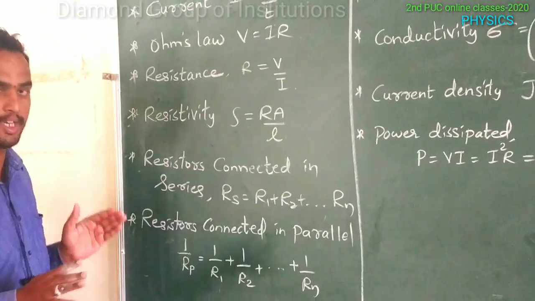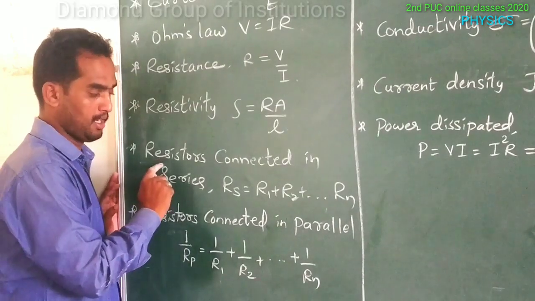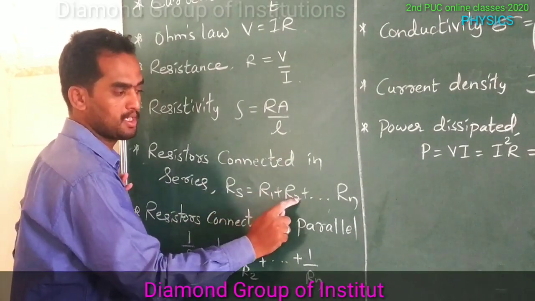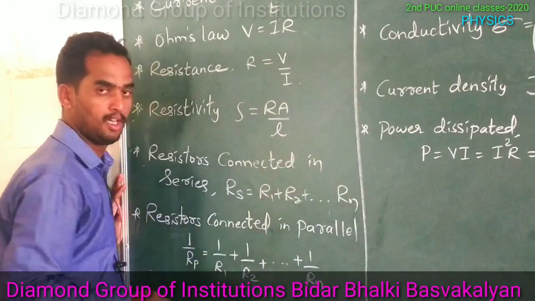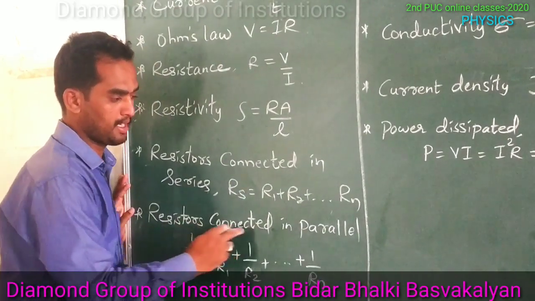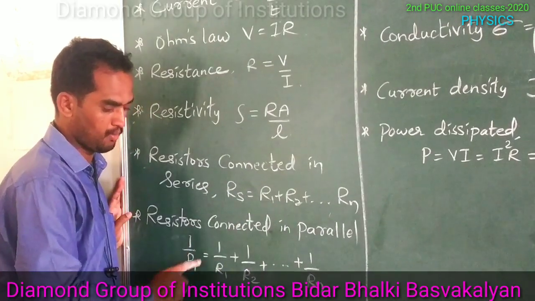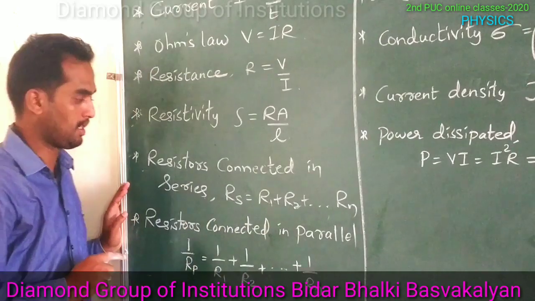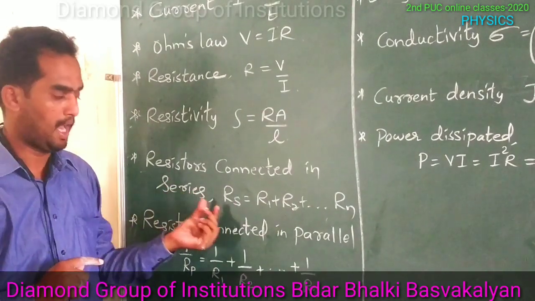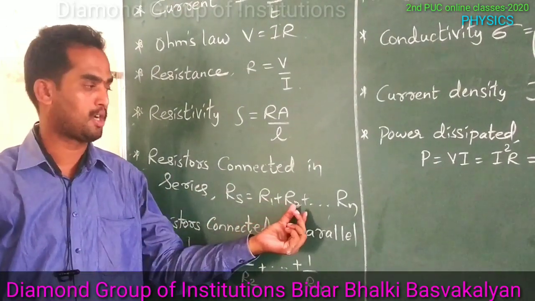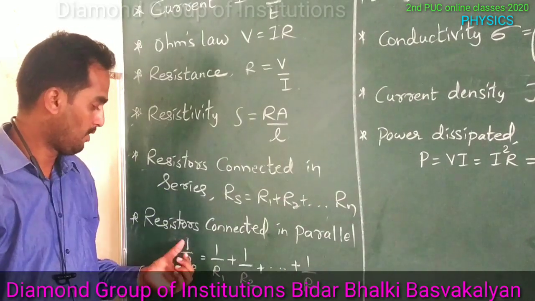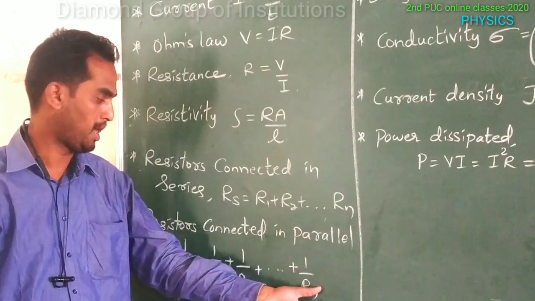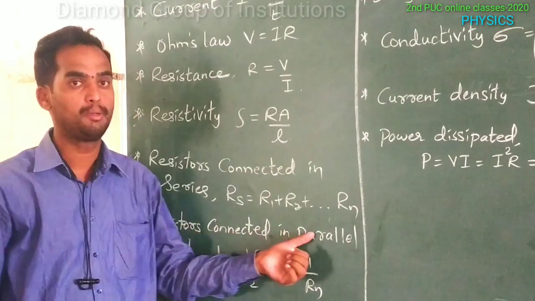Next, when the resistors are connected in series and connected in parallel, that is combination of the resistors, already we discussed in the theory part. Resistors connected in series, what is the formula? R is equal to R1 plus R2 plus so on up to Rn. Next, resistors connected in parallel: 1 by Rp equal to 1 by R1 plus 1 by R2 up to so on 1 by Rn. See once again, series formula R is equal to R1 plus R2 plus Rn, and 1 by Rp equal to 1 by R1 plus 1 by R2 up to so on 1 by Rn. This is connected in parallel.